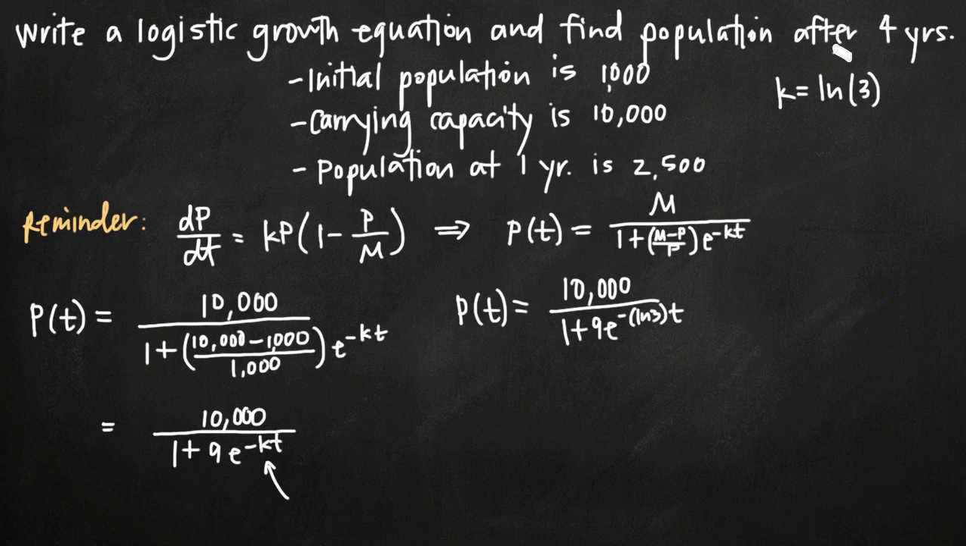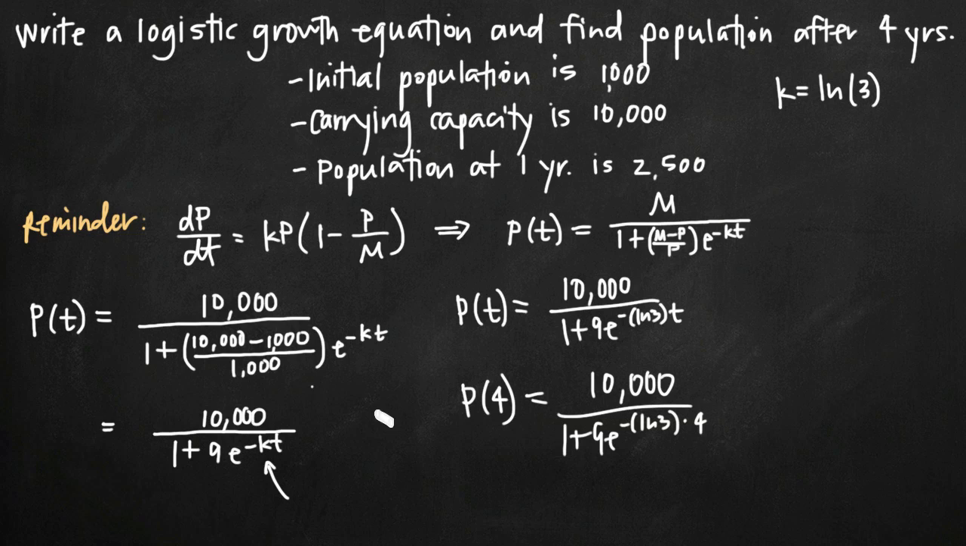Now we need to use that to find population after 4 years. And all we have to do to find population after 4 years is plug in 4 for t. Remember, t represents time, so we plug in 4 for t, and we get 10,000 divided by 1 plus 9e to the negative natural log of 3 times 4. If we do this math on our calculator, we get a value for P of 4 of 9,000. It works out to be 9,000 exactly. So we know that our population after 4 years will be 9,000, which is just 1,000 short of the carrying capacity. That tells us that soon after 4 years, we're going to reach the carrying capacity for this population in this environment.